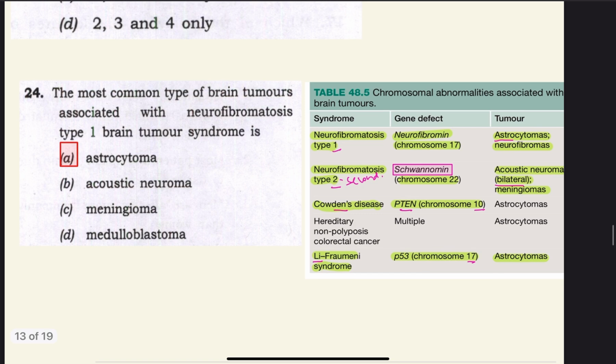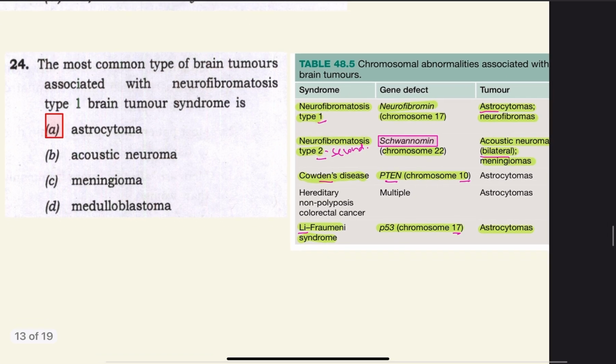Next is the most common type of brain tumor associated with neurofibromatosis. Type 1 brain tumor syndrome is astrocytoma. You can see type 1 is related to astrocytoma. So 1 is A. Remember like that.